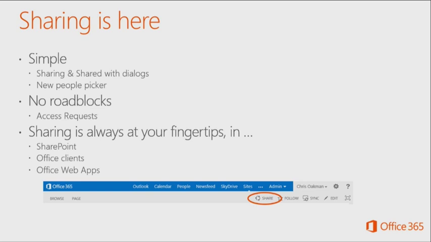So if you've opened a document in Office web app or Office 2013, you can now share directly out of that with people, external users, with anybody you need to share that document with. And in the admin bar, there's a share button right there. We'll circle it. Let me get out of my pen.